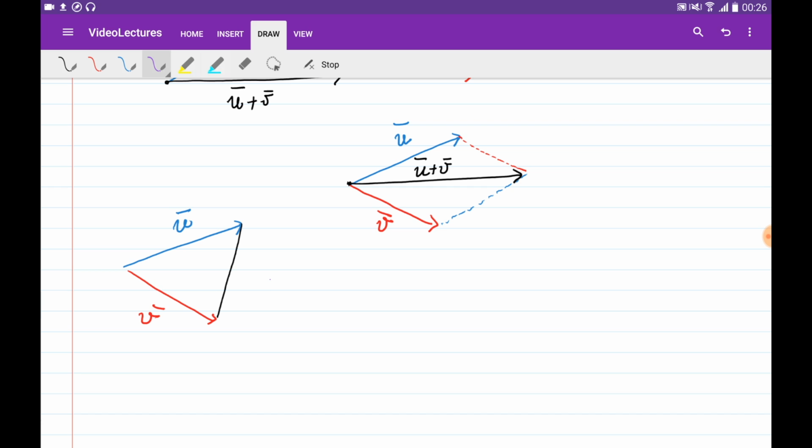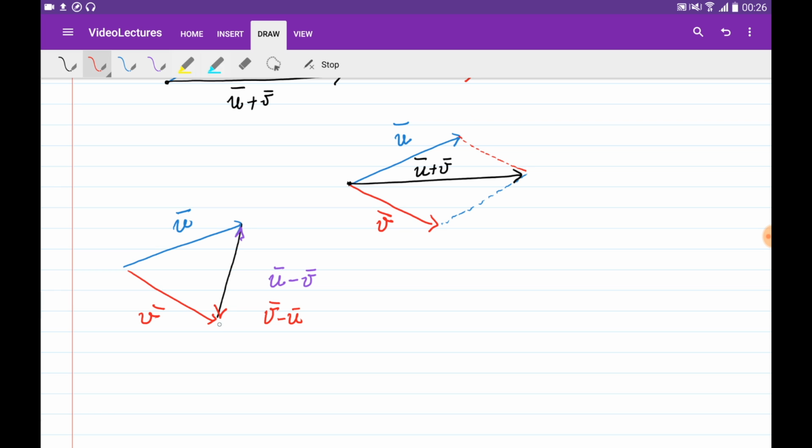Depending on what kind of operation we're doing, it is going to have two different, opposite directions. For example, if I would like to write this as U minus V, then this vector is going to have this direction. If we would like to write this vector as V minus U, this vector is going to have this direction.